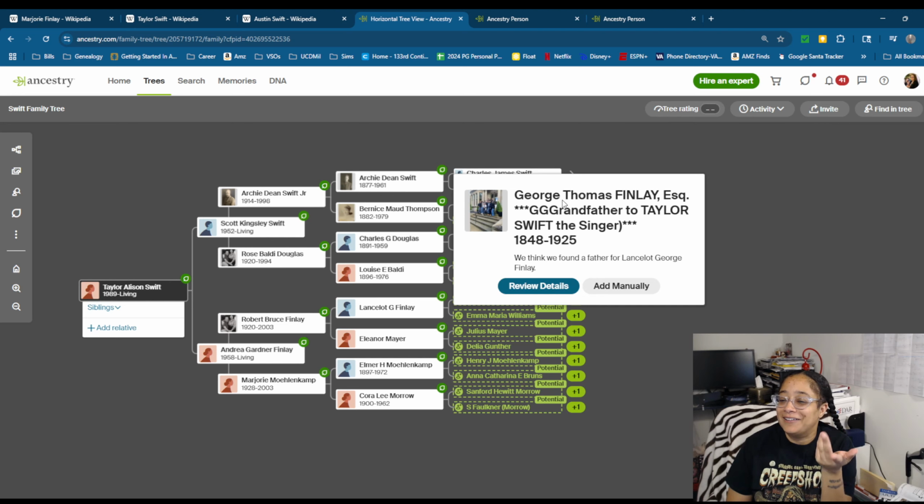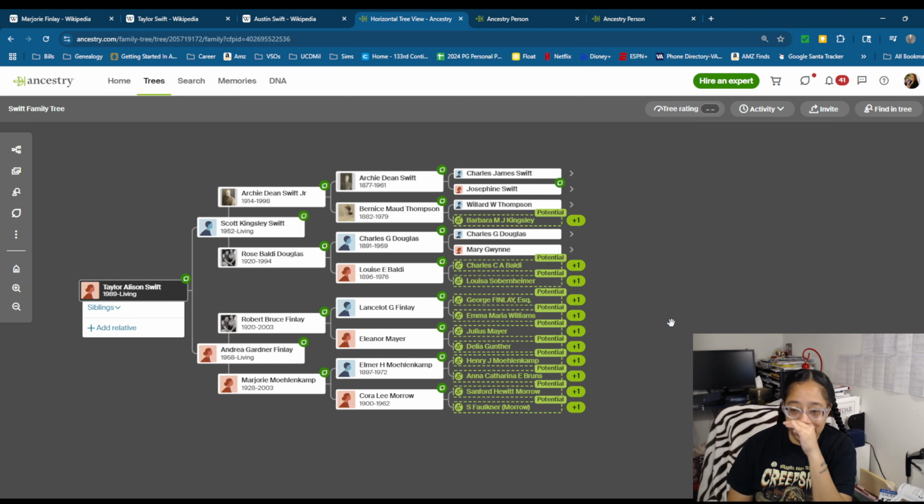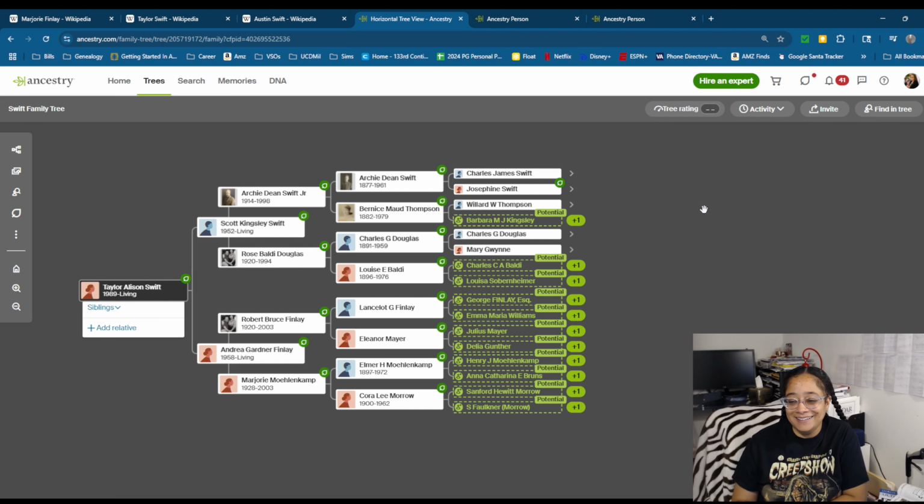So, and then like, see, this is why I don't accept other people's trees, because they literally put in the person's name great great great grandfather to Taylor Swift the singer. I don't think that's necessary, okay, unless people are running around on Ancestry trying to find the family of celebrities by looking at other people's trees. I don't think that's great, that you would be like prowling people's public trees for that, but whatever, right?